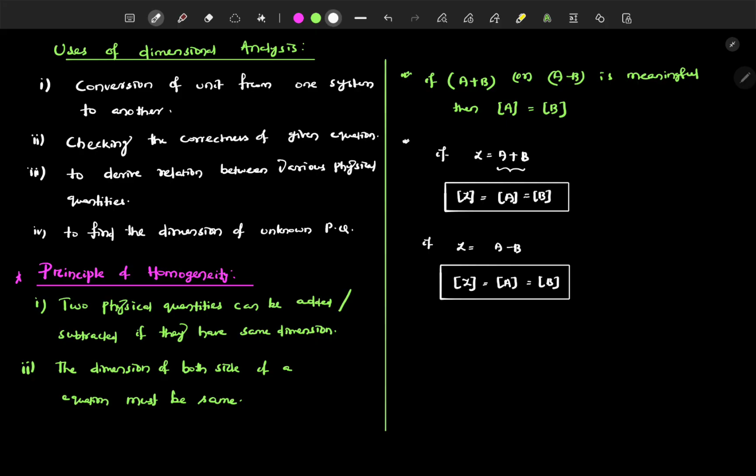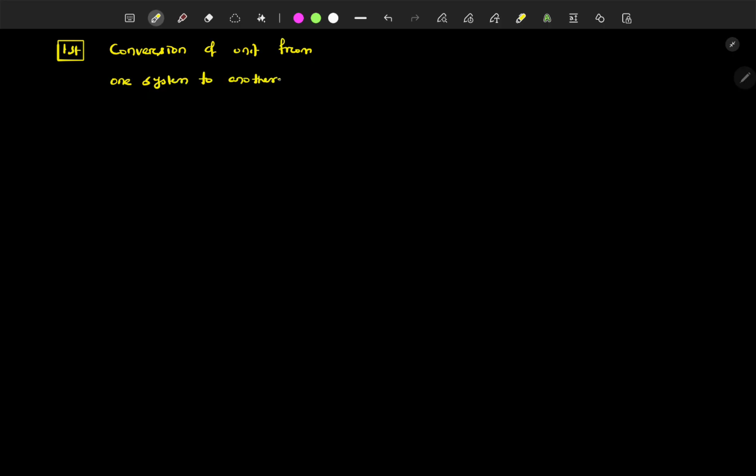First application is conversion of unit from one system to another system. So let's discuss in detail with some numericals. First application is conversion of unit from one system to another. So let's think of an example.